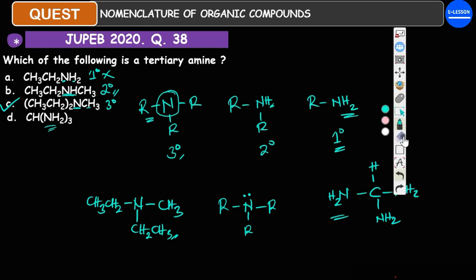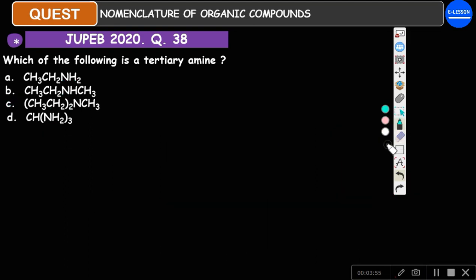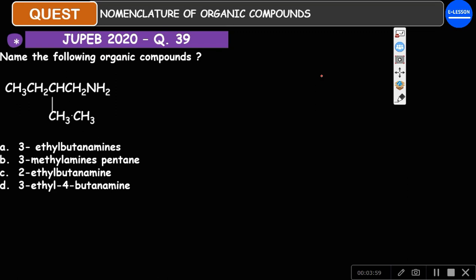Now let us look at the next question quickly. The next question says, name the following organic compound. This is also an amine. I don't know why they brought amine here in question 39, JUPEB 2020. Name the following organic compounds. The organic compound that was given to you is this.